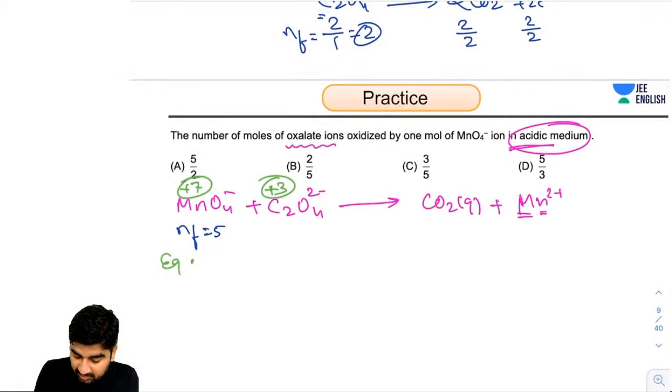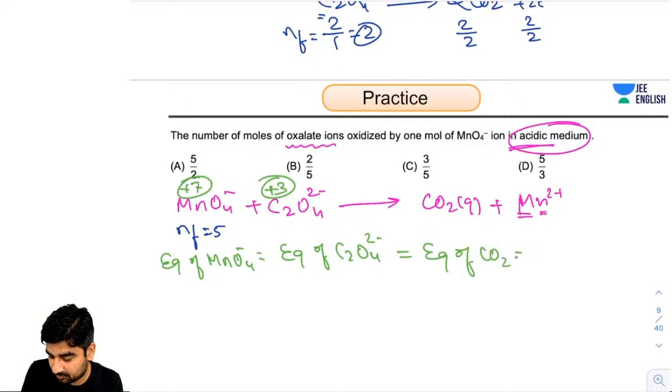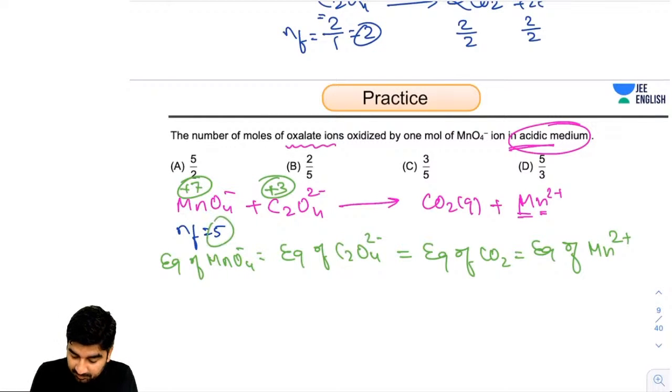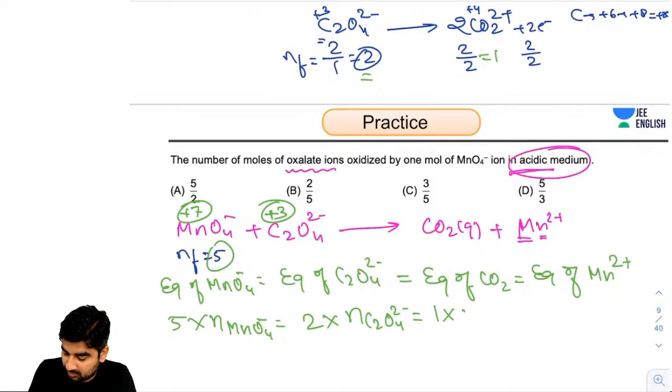So guys, now you will write equivalent of MnO4 minus is equal to equivalent of C2O4 2 minus. Okay, this is the law of equivalence. I can also write it as equivalent of CO2 and equivalent of Mn2 plus, because according to the law of chemical equivalence, equivalent of each reactant will be equal to equivalent of each product, right? So n factor is 5, so 5 into mole of KMnO4. N factor of this is 2, 2 into mole of C2O4 2 minus. N factor of CO2 is 1, 1 into mole of CO2. And n factor of Mn2 plus is again 5, 5 into mole of Mn2 plus.